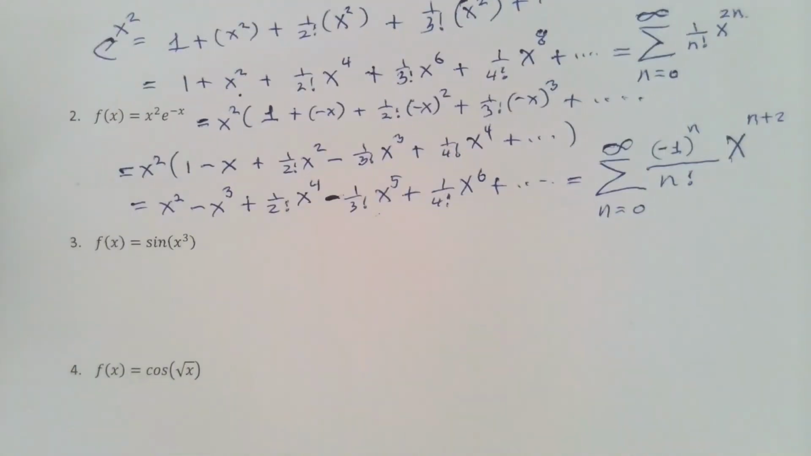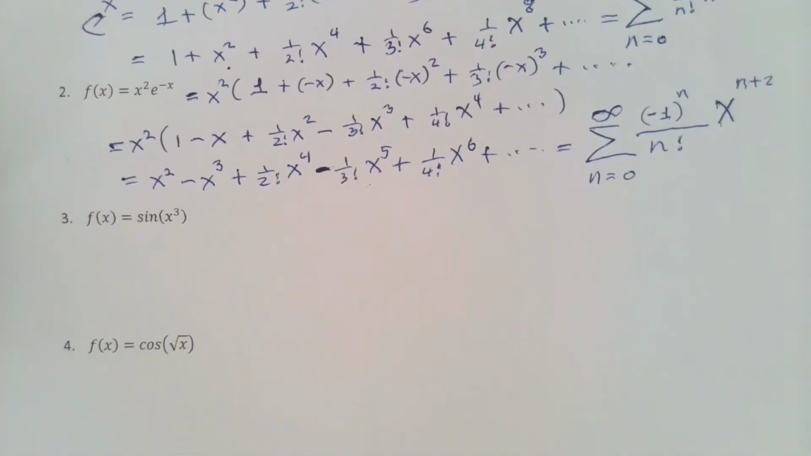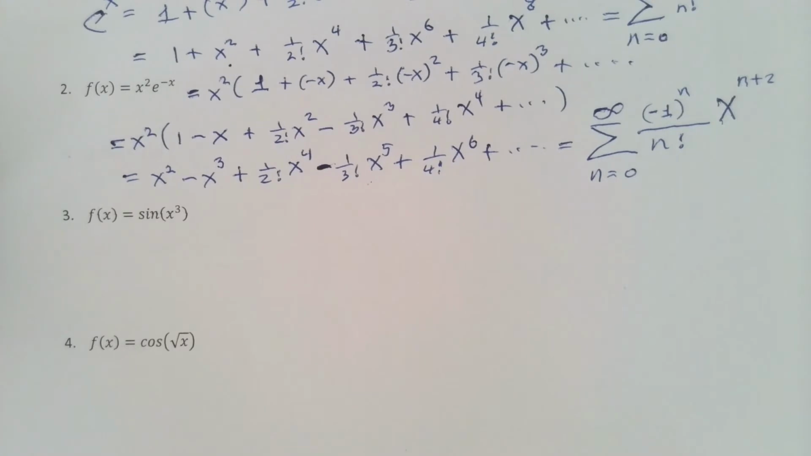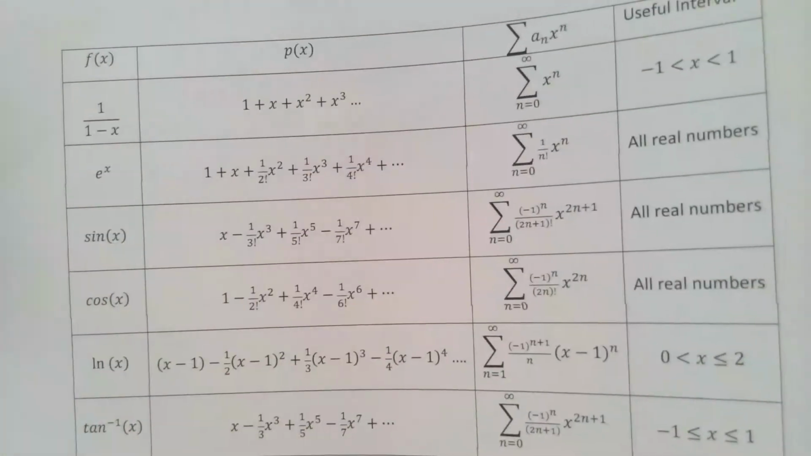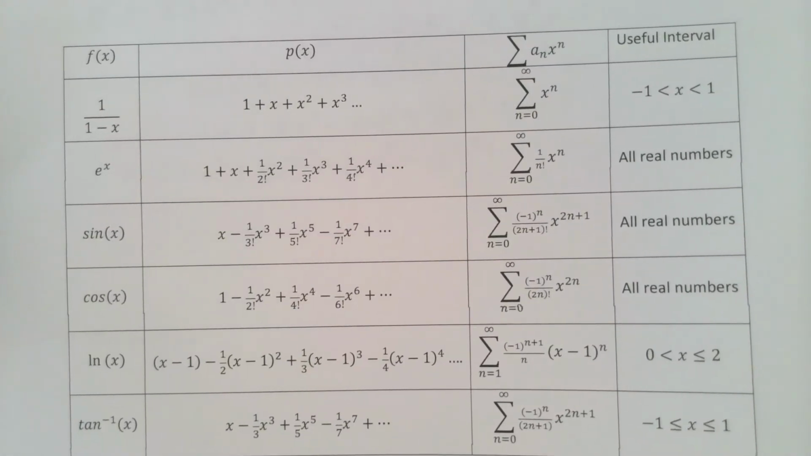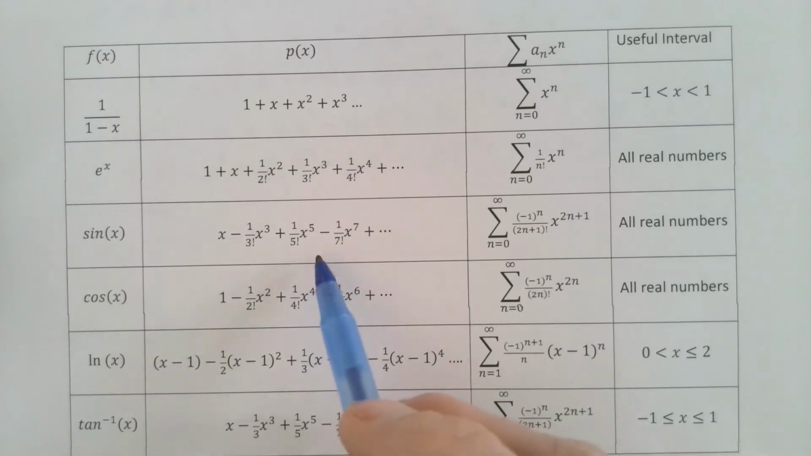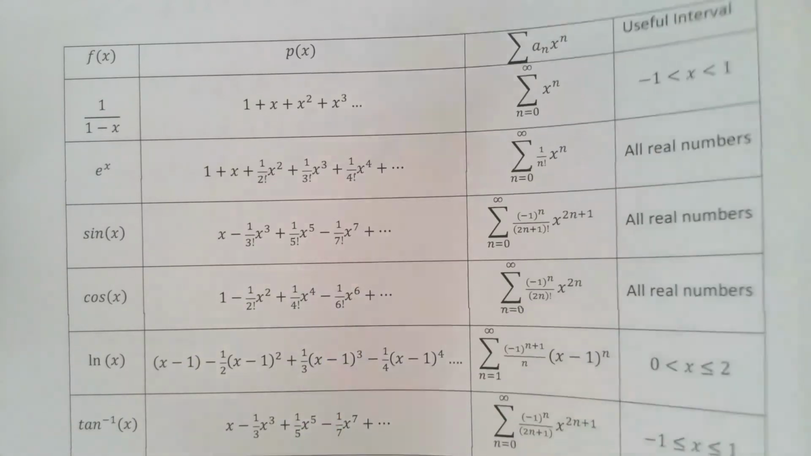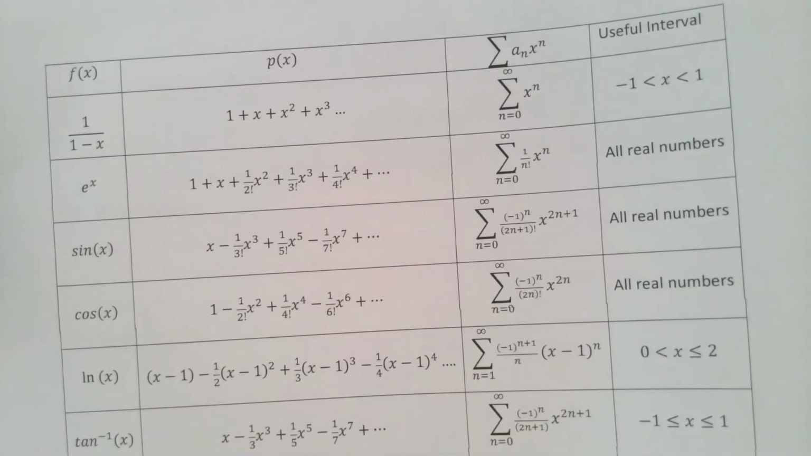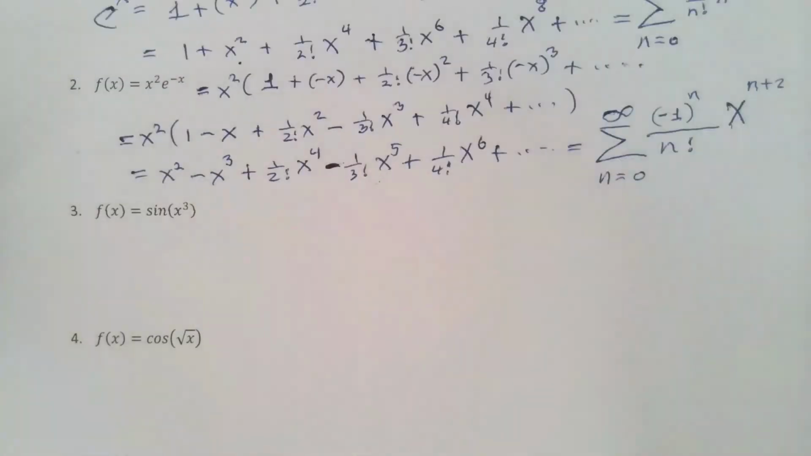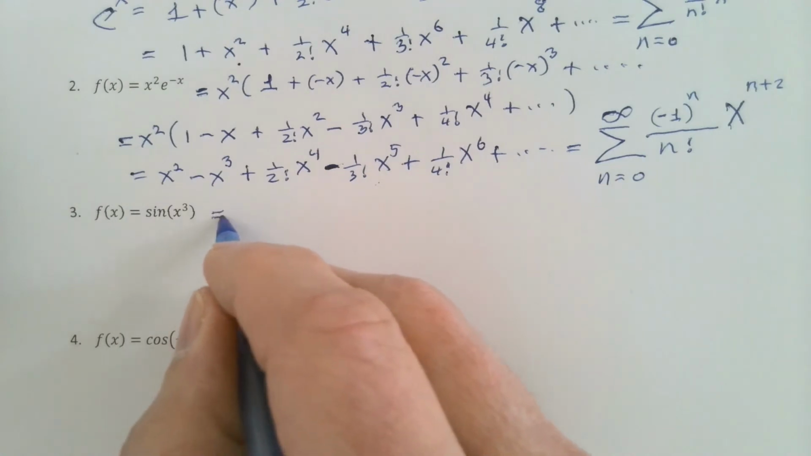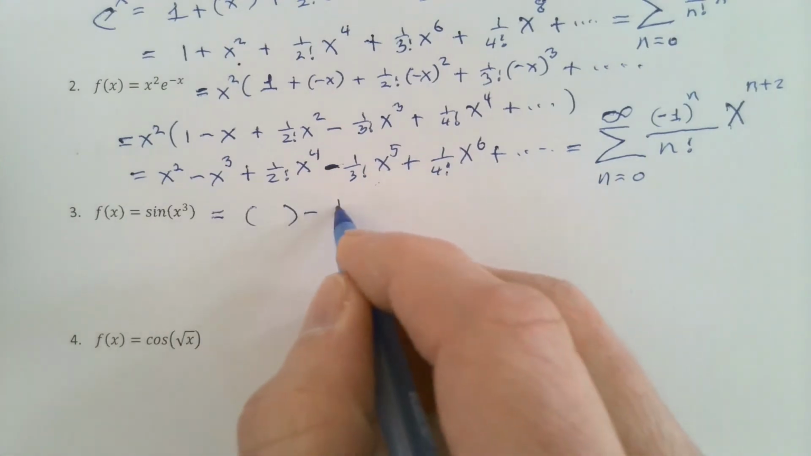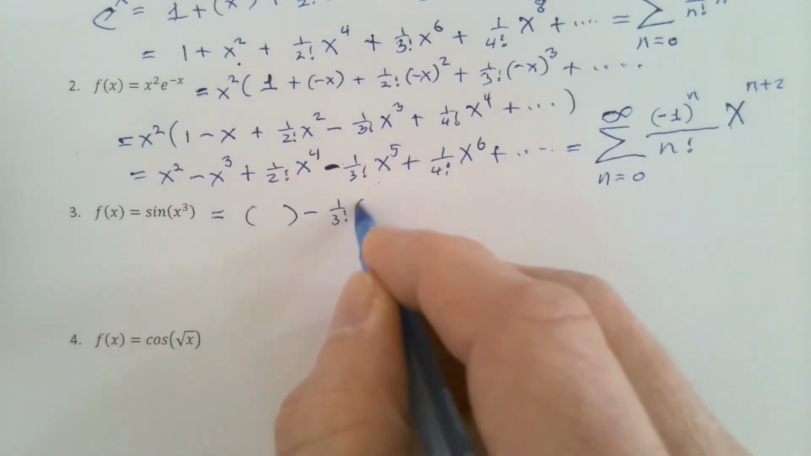Okay, this one asks us to find the sine of x cubed. So it's good to remember that sine is, well, I'll just show it to you quickly here in case you don't remember. It looks like x minus 1 over 3 factorial x cubed plus 1 over 5 factorial x to the 5th, and so forth. Has odd powers, strictly alternates, and does divide by factorials. So you can write something like this. Saves you a little bit of time.